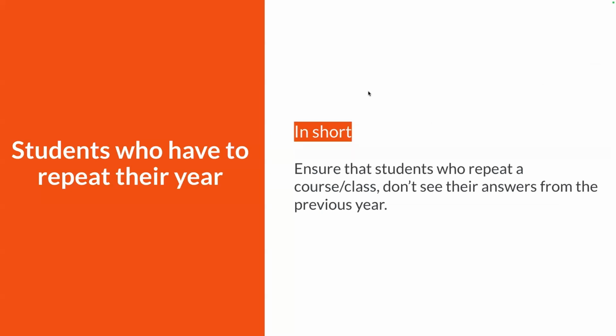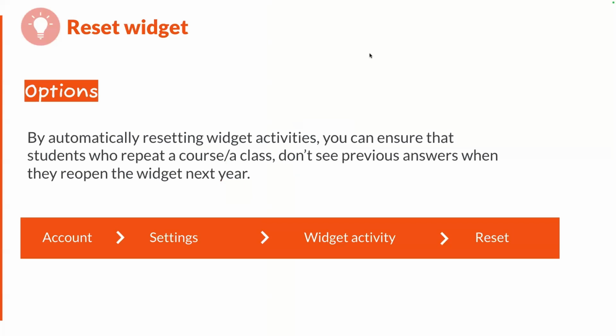All right, next, let's think about those students who need to repeat a course or a class, and you don't need to see their answers from the previous year. You don't want to see their work. What you can do is reset the widgets so that if the student is taking your class again, you don't necessarily want to have their widget activity saved. You want the student to do the work again.